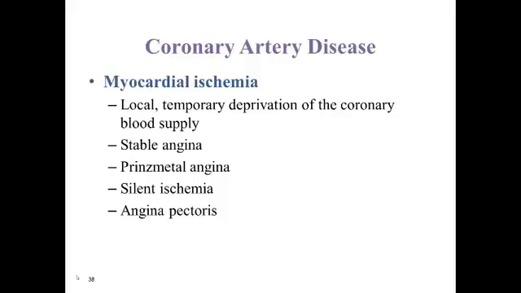Prinzmetal angina is also called variant angina and is attributed to a transient ischemia of the myocardium that occurs unpredictably and almost exclusively at rest. So that's a rest type of pain. It's caused by a vasospasm of one or more of the major coronary arteries, with or without associated atherosclerosis. Pain usually occurs more at night during REM sleep, and you can often see cyclic patterns of occurrence.